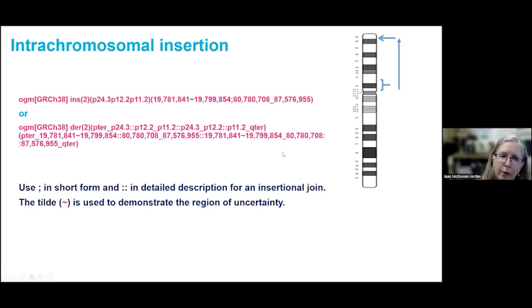Similar to the previous example where we have a detailed option, you can describe this intrachromosomal insertion as a derivative to chromosome, and then just basically describe it from P-ter to Q-ter with the join and reunion points designated by the double colons. And then similarly describe it in its nucleotides in the same way.